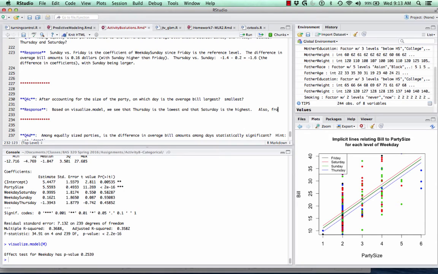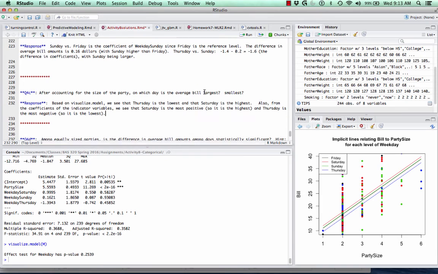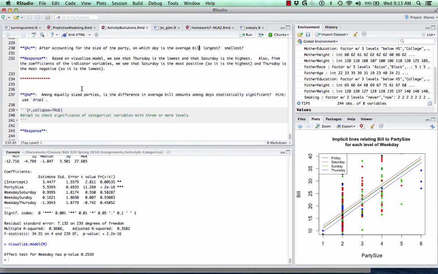So also from the coefficients of the indicator variables, we see that Saturday is the most positive, so it is the highest, and Thursday is the most negative, so it is the lowest. Now, if all of these were negative, that would have implied that Friday was the highest here, because all of those average bill amounts would have been less than Friday here.